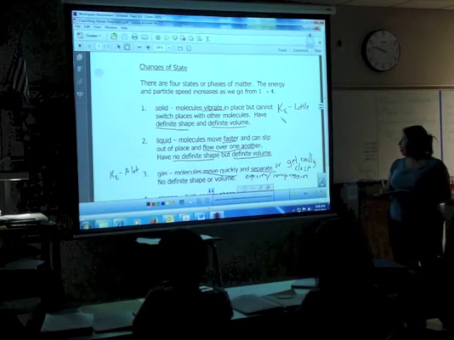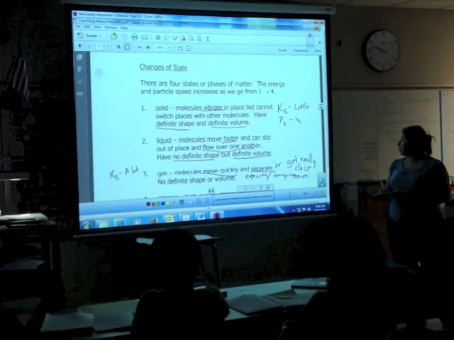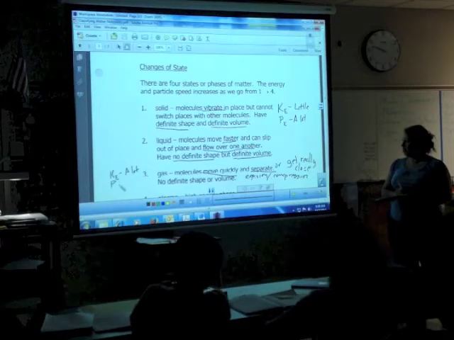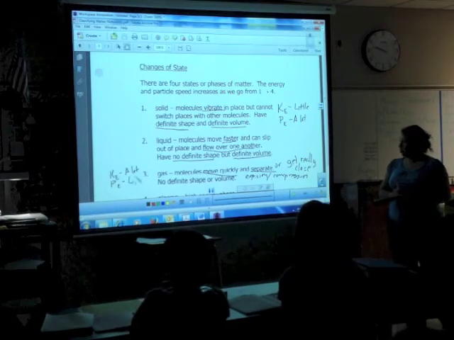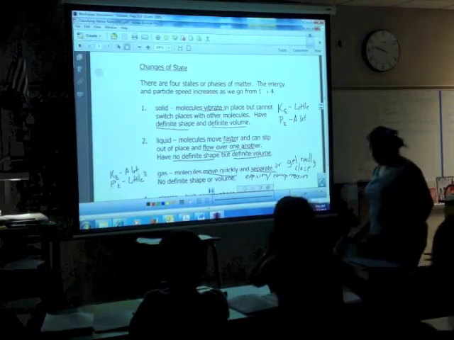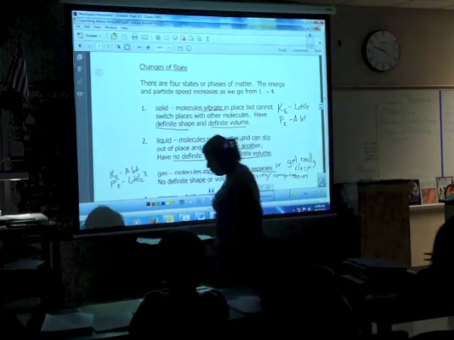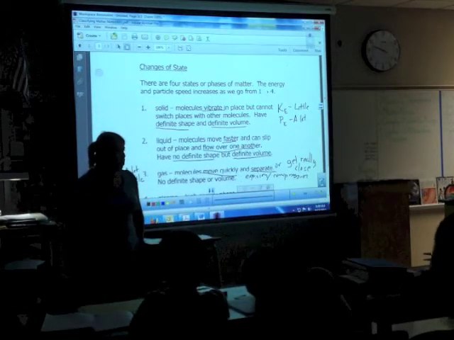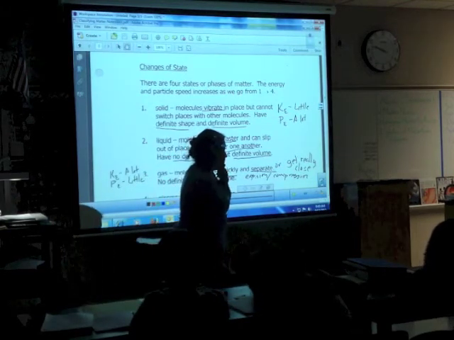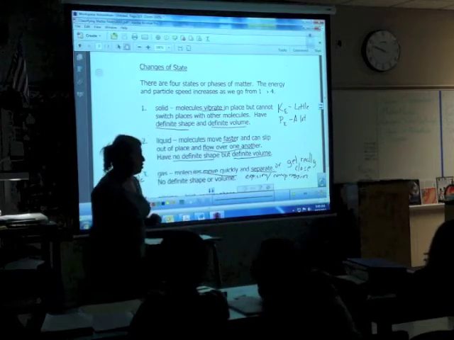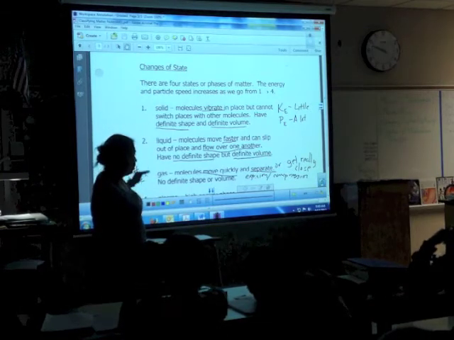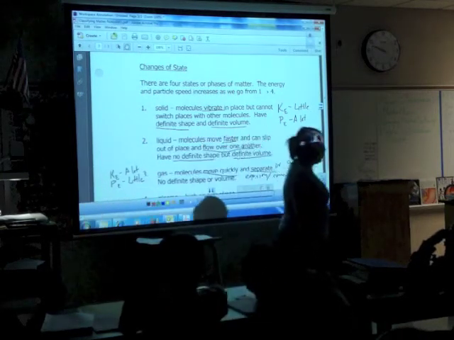Okay. So now we look at potential energy. How much potential energy does this one have? A lot. And how much potential energy does gas have? Little. So, listen to my question. What happens to the potential energy as it goes from solid to gas? I just need decrease or increase. What happens to potential energy as it goes from a solid to a gas? It decreases. Very good. Okay?